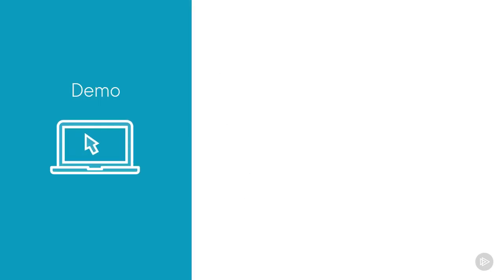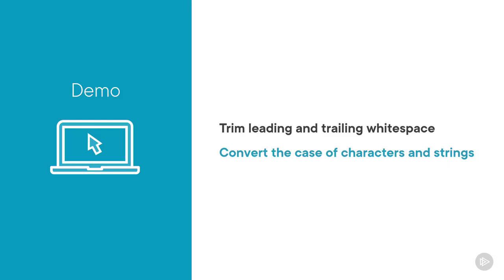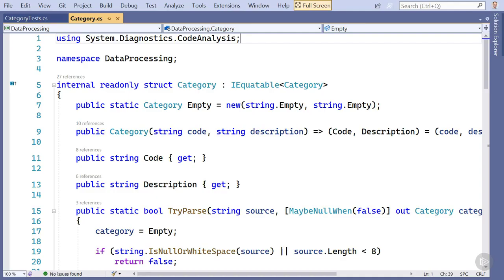In this demo, we'll begin by dealing with leading and trailing whitespace characters by trimming them from existing strings. We'll then learn how to convert the case of characters and strings using methods on the string type. Returning to the category class, we'll ensure we implement the last requirements and turn our final unit test green. We'll begin by dealing with any whitespace in the source string.